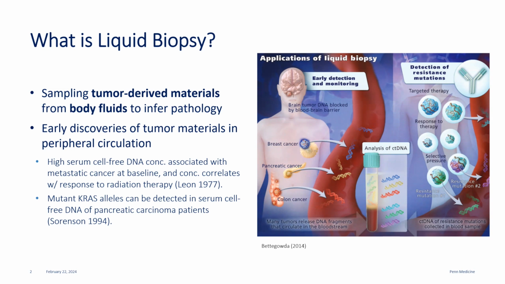The research on liquid biopsy was driven by the early discovery of tumor materials in peripheral circulation. As early as 1977, researchers had discovered a link between the concentration of serum cell-free DNA with metastasis and response to therapy in several cancer types. In 1994, it was shown that KRAS mutations are detectable from the serum cell-free DNA of pancreatic cancer patients.